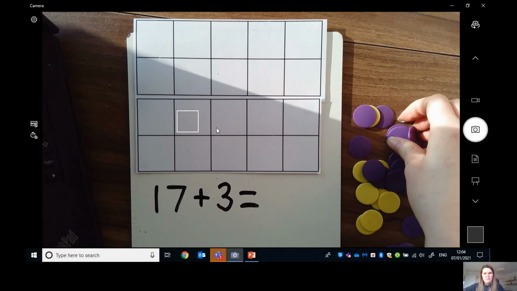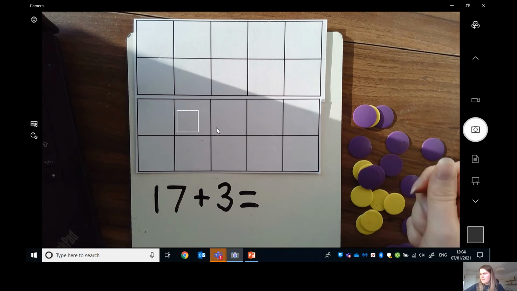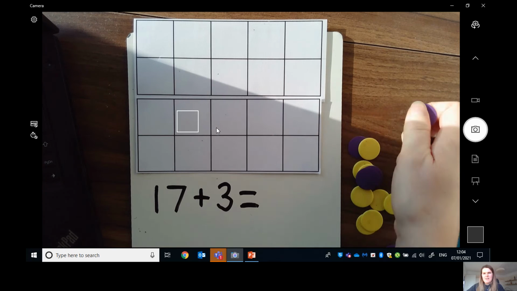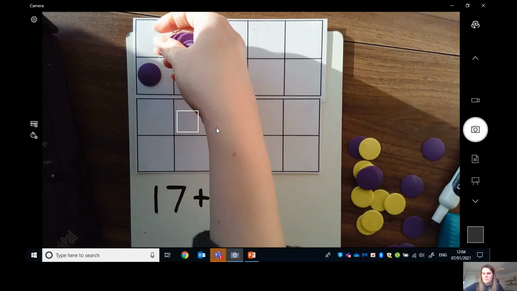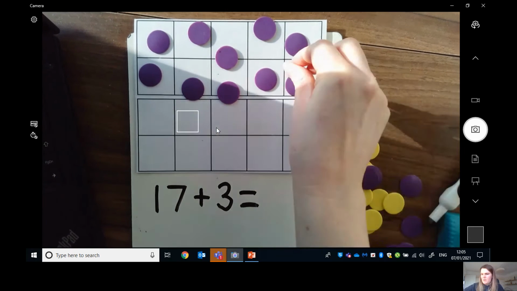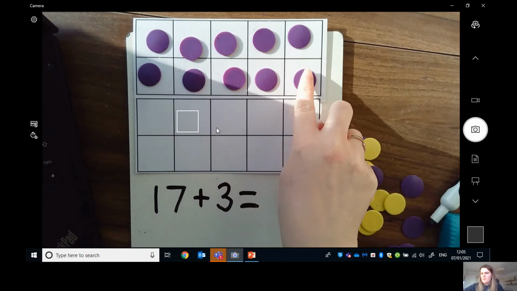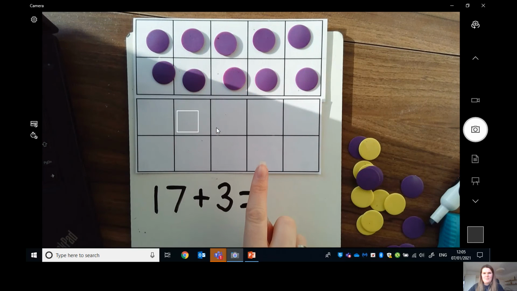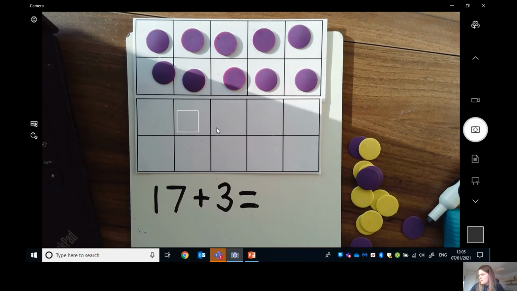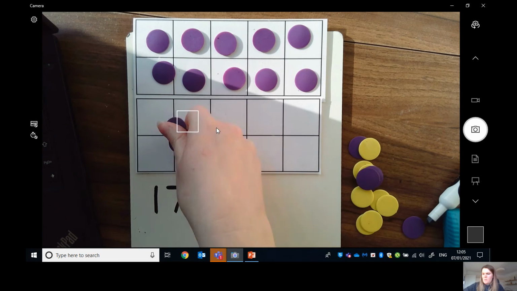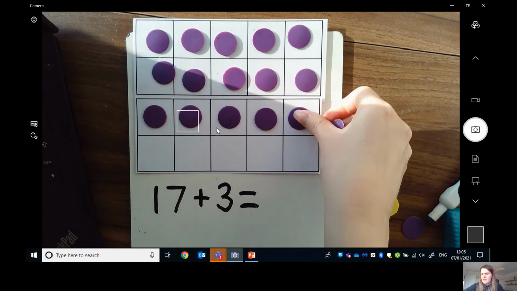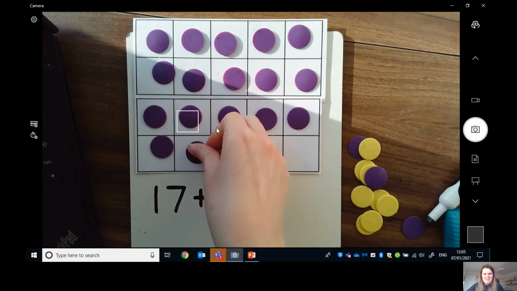Now I don't have to count all the way from 1 because I know that 17 has 1 ten and 7 ones. So I'm going to put my 10s in. There we go, let's neaten them up. I've got my 10. Now I need to add my 7 ones. So let's count them out. 11, 12, 13, 14, 15, 16, 17.